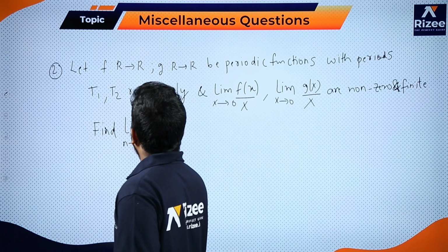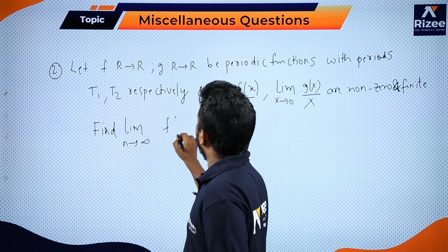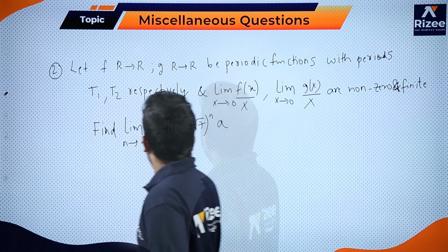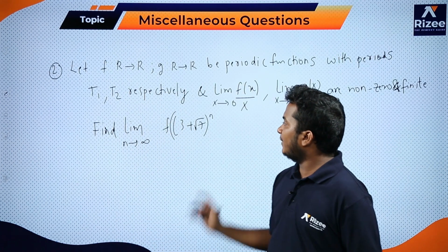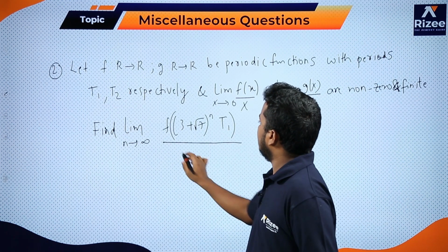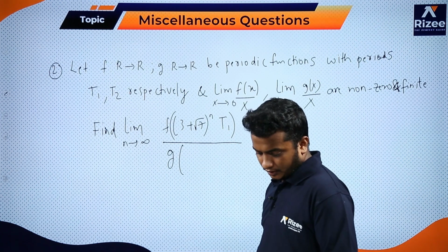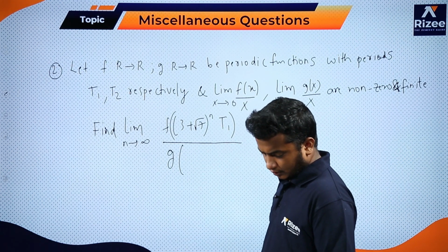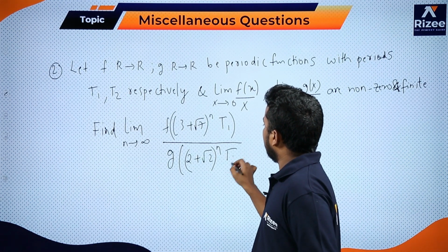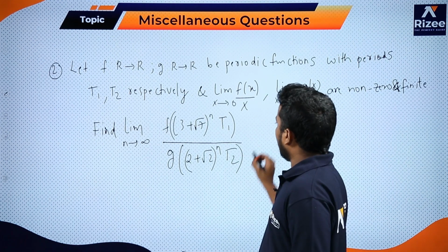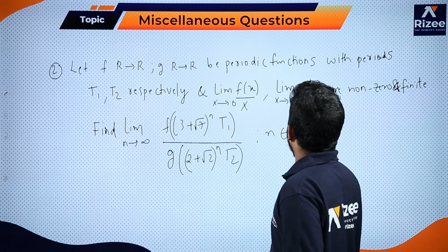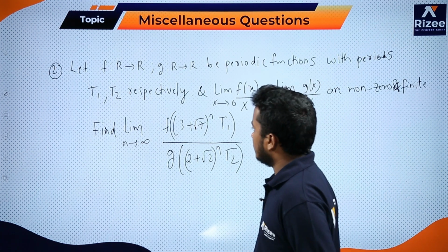limit n tending to infinity of f of (3 plus root 7) whole power n into t1, divided by g of (2 plus root 2) whole power n into t2, where n belongs to positive integers, where n is a positive integer.